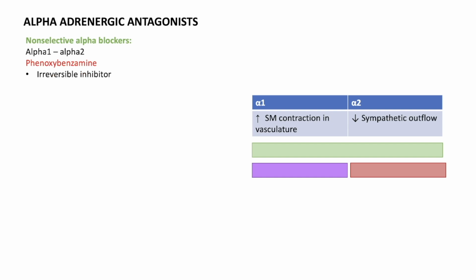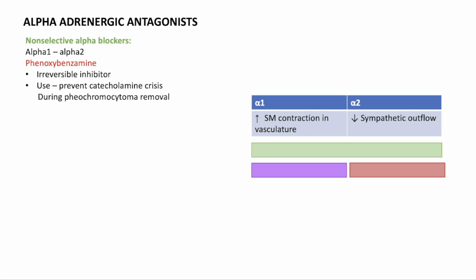It is an irreversible non-selective alpha blocker which is used to prevent the catecholaminergic crisis during pheochromocytoma surgeries or pheochromocytoma removals. Why do you need to give an alpha blocker before administering a beta blocker? If you give a beta blocker alone, there is an unopposed action mediated by the alpha receptors leading to vasoconstriction, which will aggravate the catecholamine crisis. That means there will be an increase in blood pressure and there can be severe hypertension.